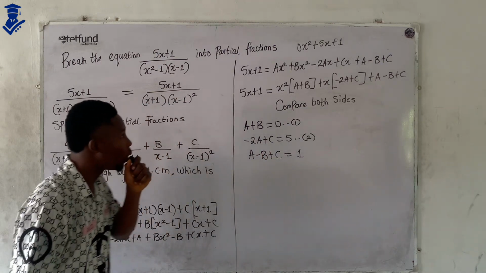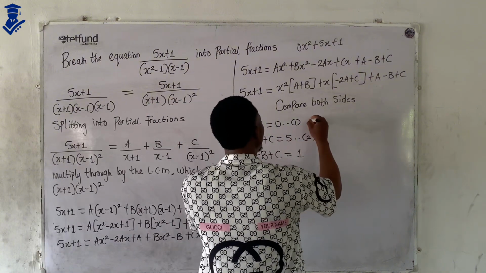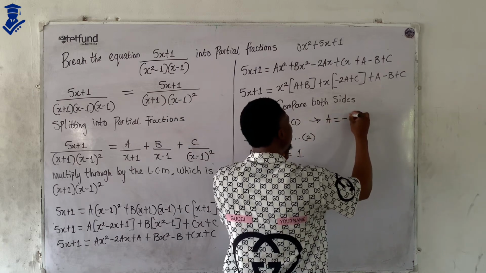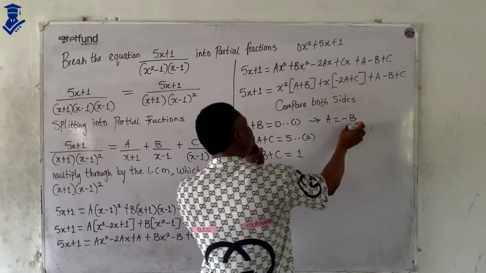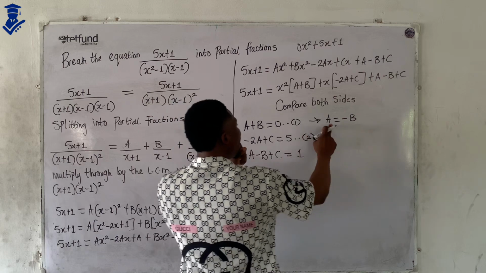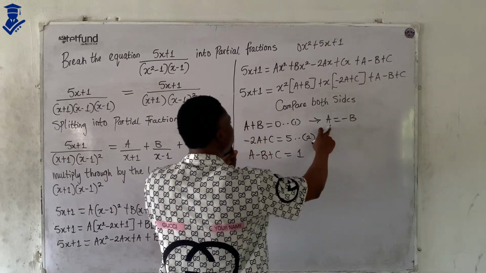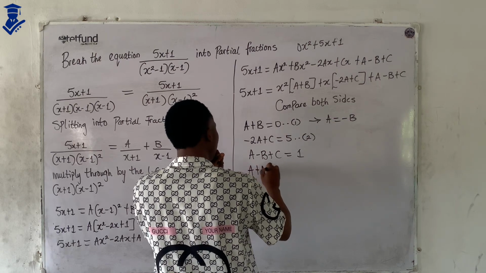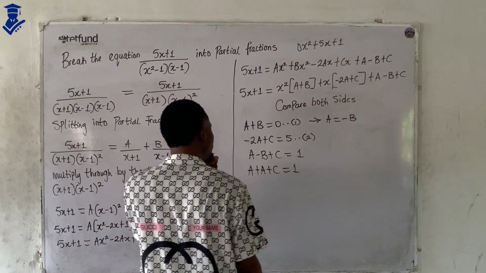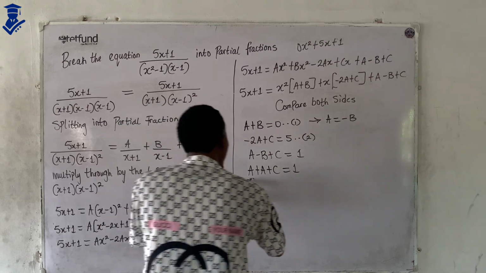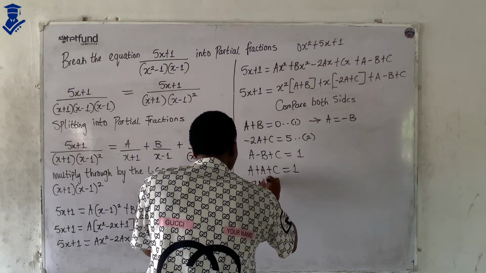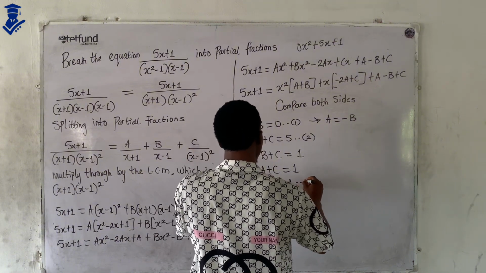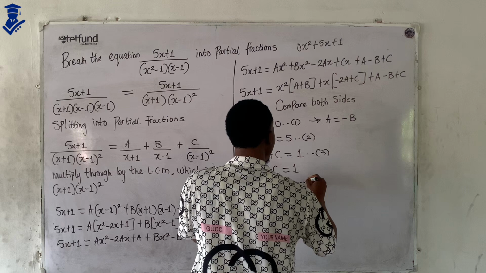So from equation 1, we can have it that a is equal to, taking plus b to this side, minus b. Now we're going to substitute minus b here. a is equal to minus b and minus b is equal to a. So anywhere we see minus b, you can put it as plus a. So it becomes a plus c is equal to 1. Now we have a plus a, that's 2a plus c is equal to 1. Let's call this equation 4.